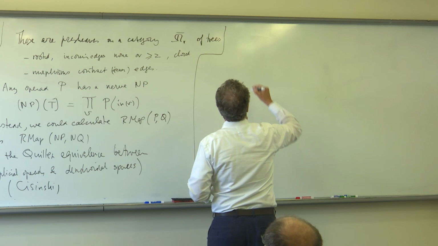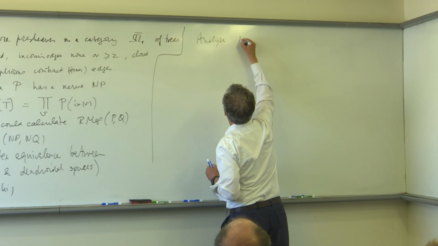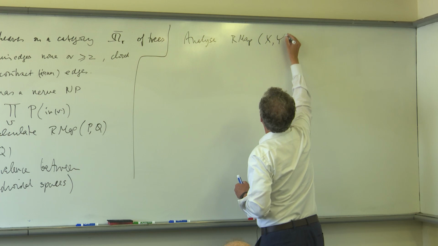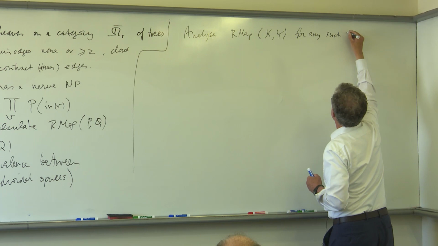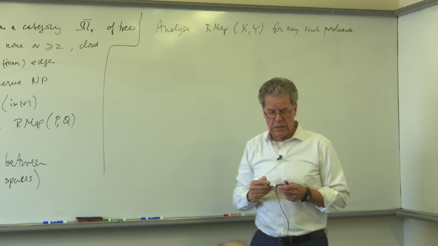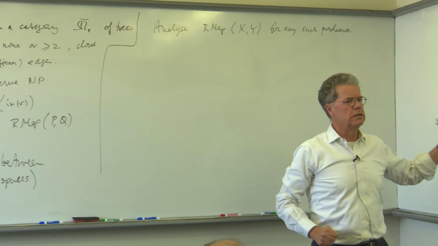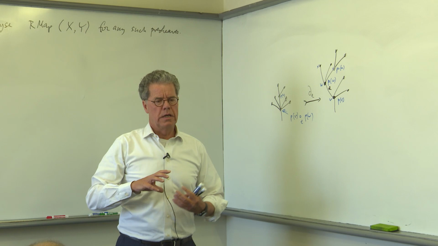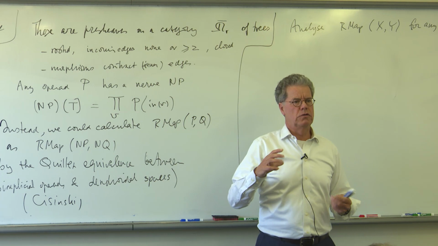So we're going to analyze R map XY for any such pre-sheaves, any such dendroidal spaces. Well, that's not exactly true, because at some point I'm going to use that these nerves have another special property. Namely, if you graft two trees, then the value of the nerve on the grafting will be the product of the two values. Okay, that's called the Segal property.